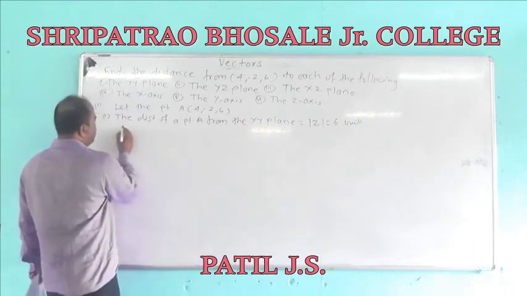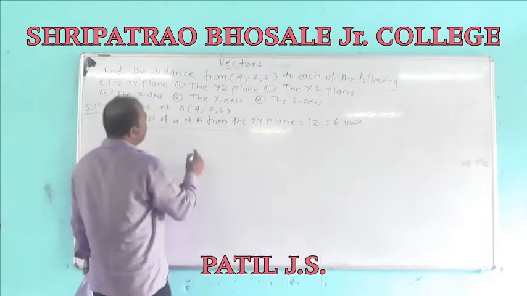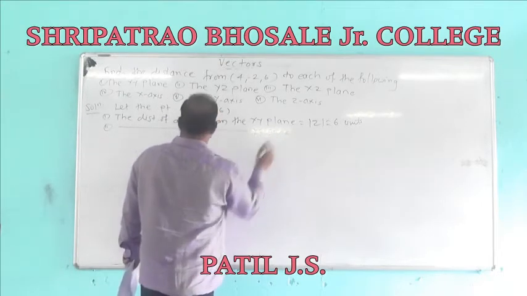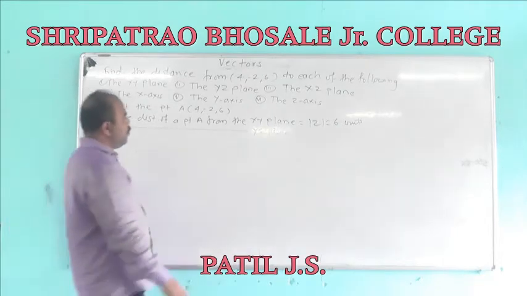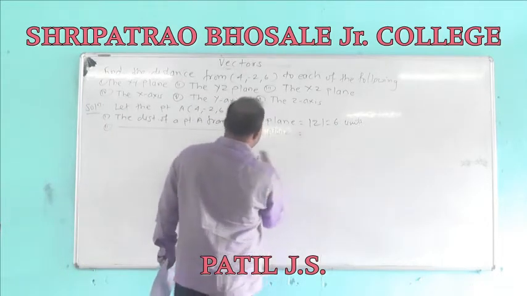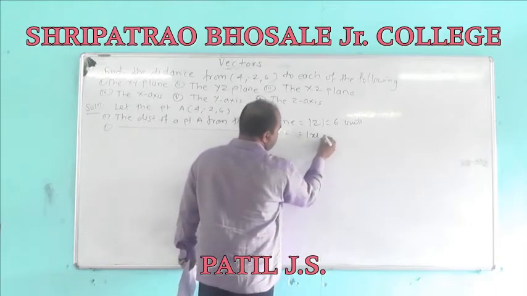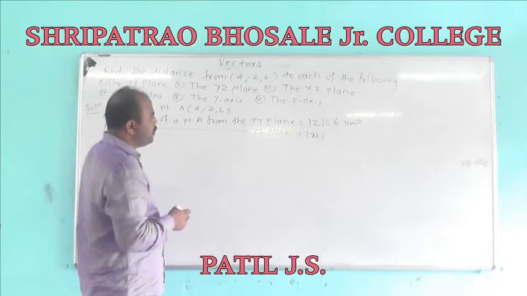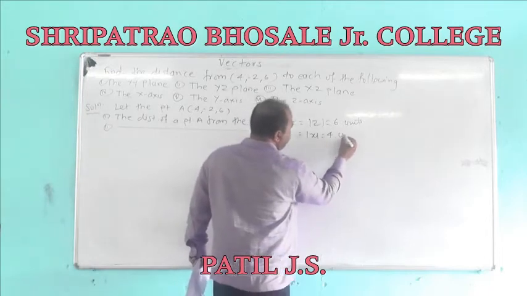Second, the distance of point A from the yz plane is equal to mod x. Mod means taking only the absolute value, that means the positive magnitude. This is equal to 4 units.